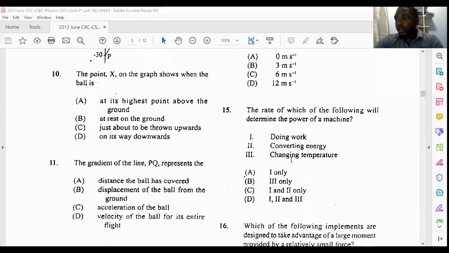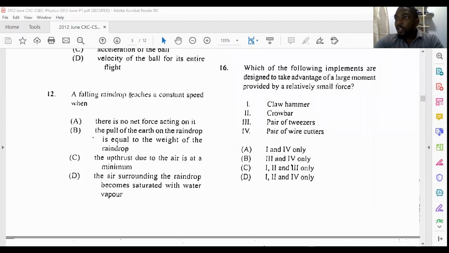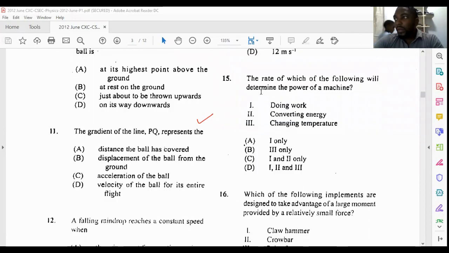Let's look at number 12. A falling raindrop reaches a constant speed when, right? And I think the answer for this question should be number 12. Number 12 should give us A. Right? So we have what is known as terminal velocity. Number 13.